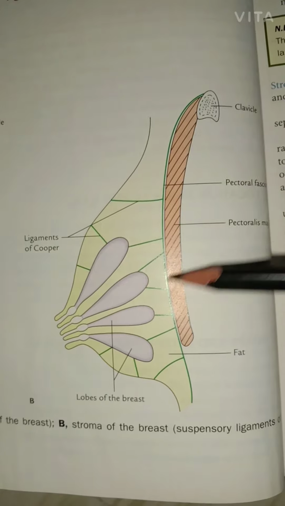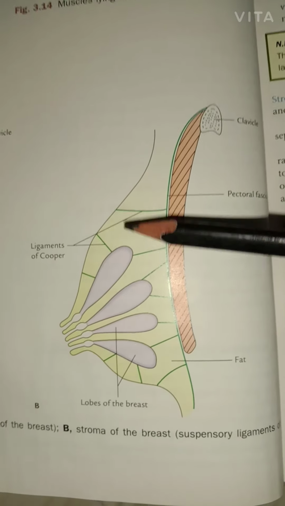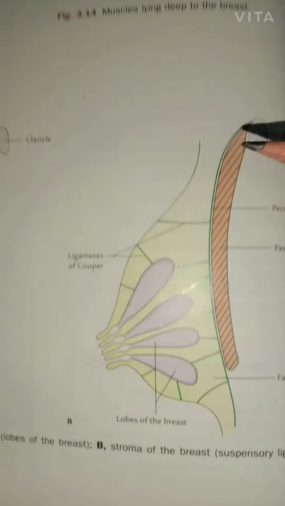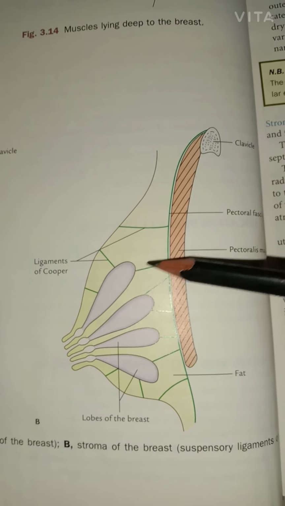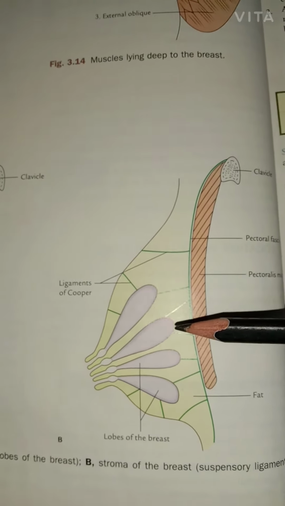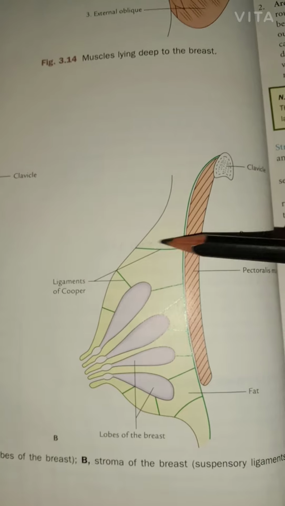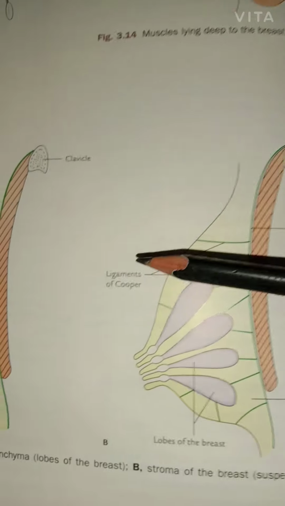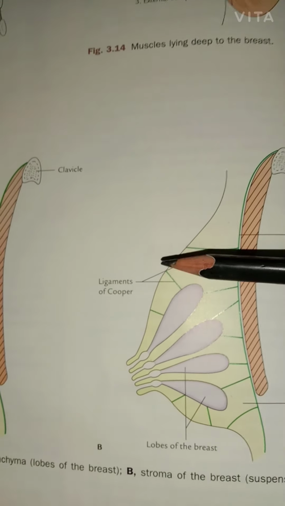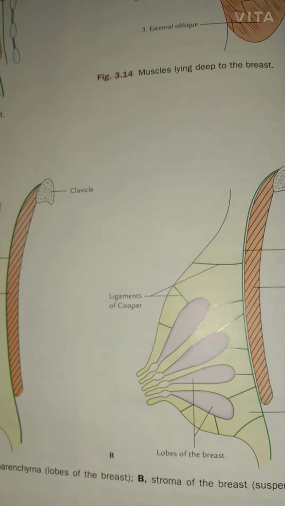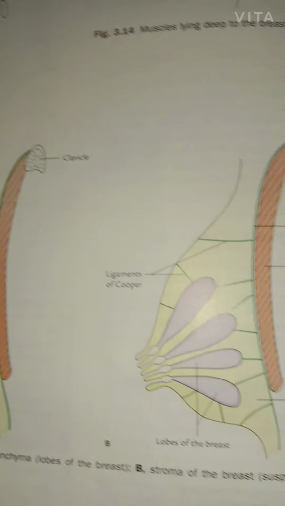Then let's see about the stroma of the breast. The stroma forms the supporting framework of the gland, and it is partly fibrous and partly fatty. First let's see the fibrous stroma. Here in green color you can see the fibrous stroma. The fibrous stroma forms septa known as the suspensory ligament. Here in green you can see the suspensory ligament, also called the ligament of Cooper, which anchors the skin and the gland to the pectoral fascia. So it gives proper framework to the breast.